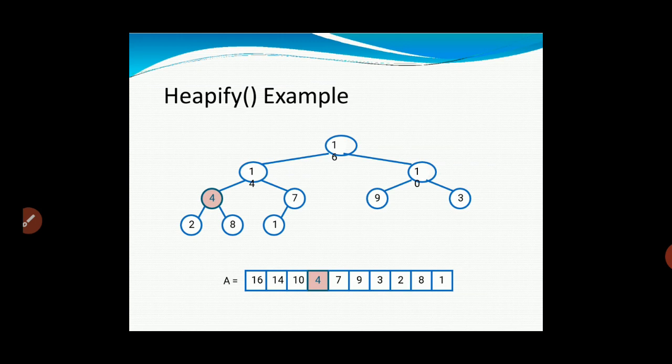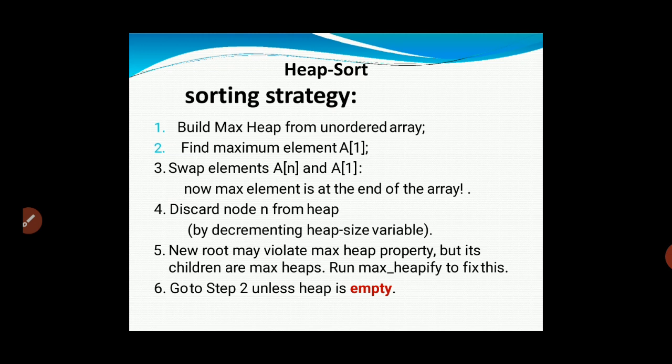Take 4 here, then check the left, which is lesser, and check the right, which is 8, and then swap the positions of 8 and 4 and heapify it. This is the final array: 16, 14, 10, 8, 7, 9, 3, 2 and 4 and so on. That means 4 is always checked. Next time it has no child, so it is successfully heapified.